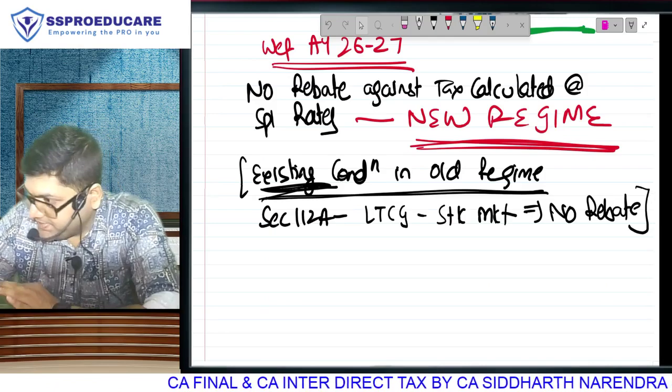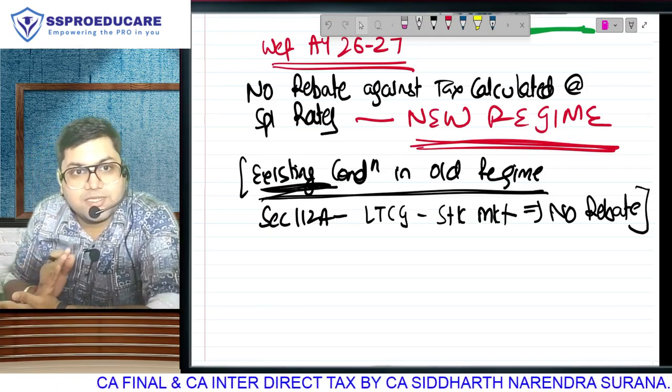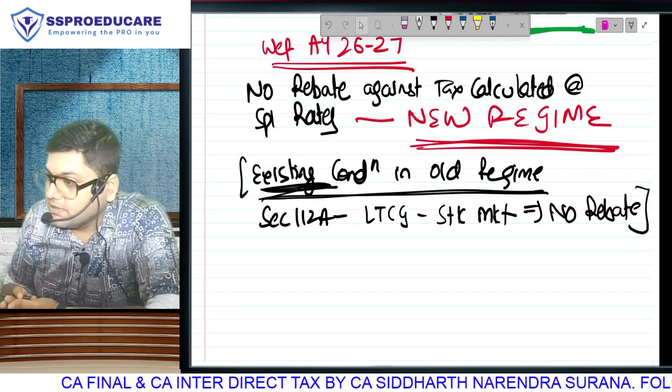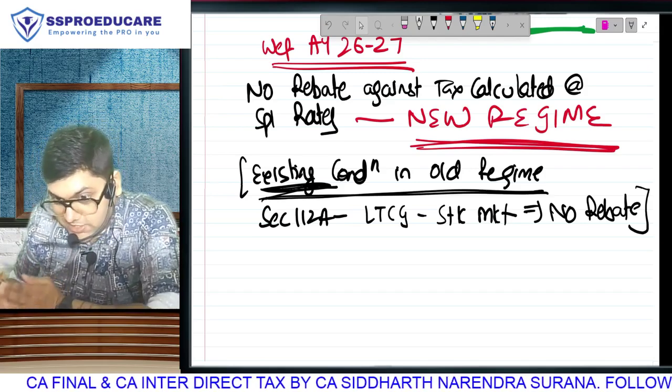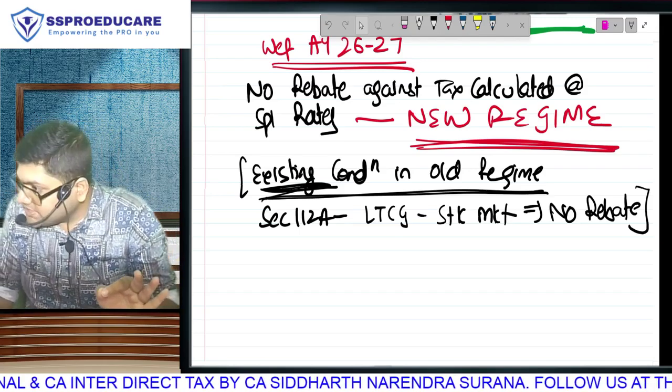Let's be clear, we will be going to the new regime. At that time, I will say this again. In the new regime, you will not get rebate against any income taxable at special rate. That's the only amendment. That means that amendment is not applicable to old regime ka tax.